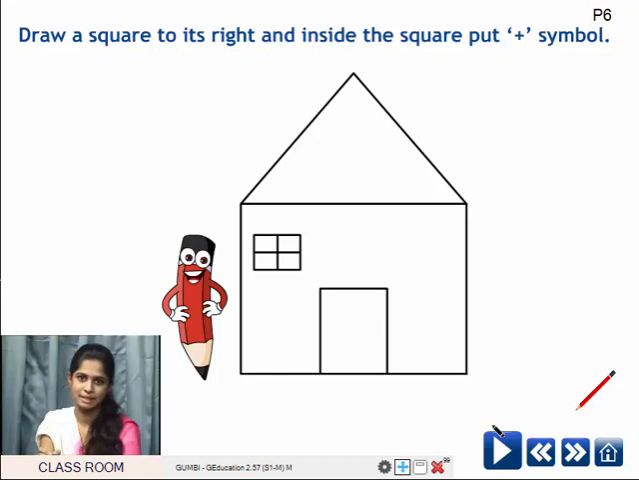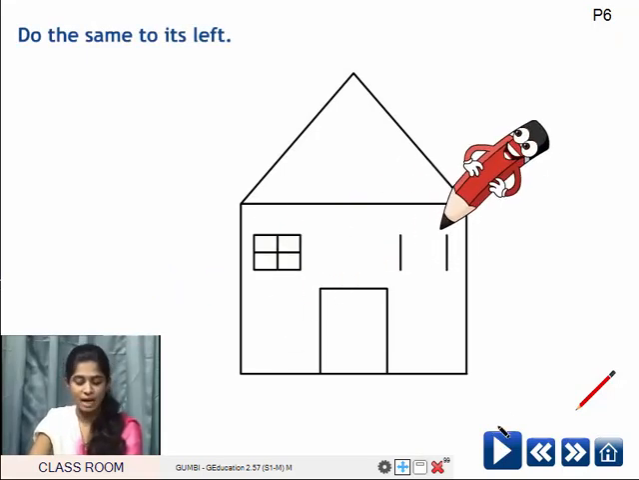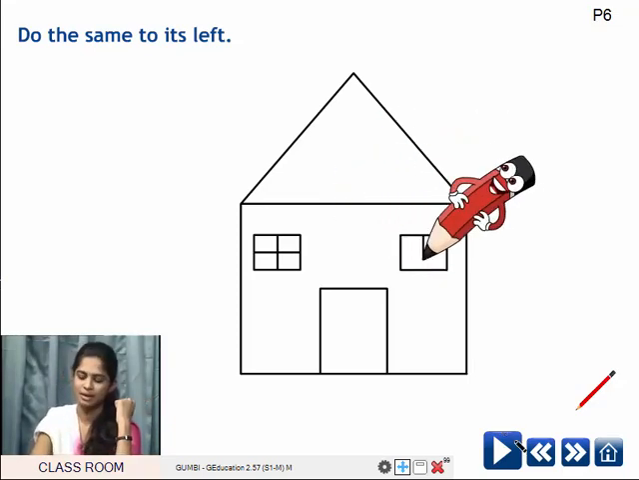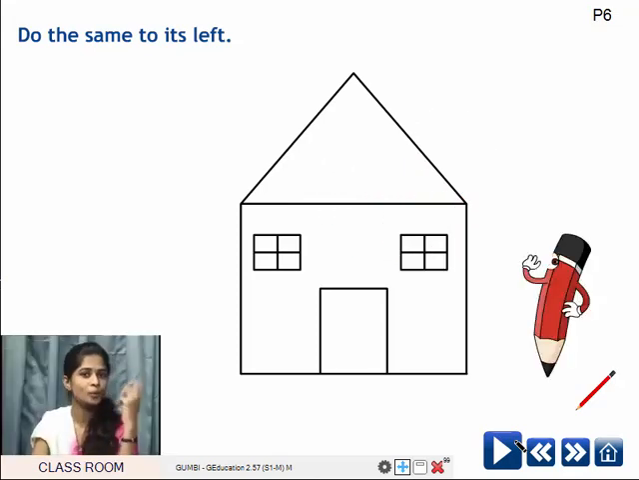Did you draw, students? Okay. Similarly, draw one more square to the left side of the rectangle and draw the plus sign. So, students, now we have drawn three pictures. One is flower, sun and house. Right? Did you enjoy this? Okay, then go home and color these pictures and show it to your teacher in the next class.